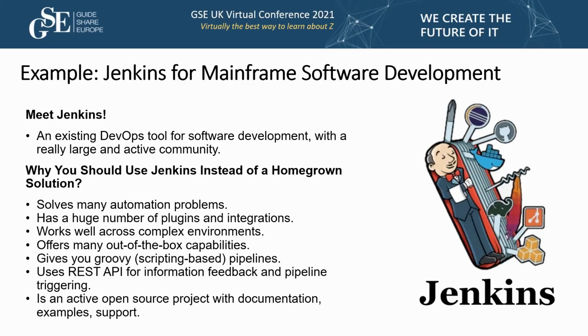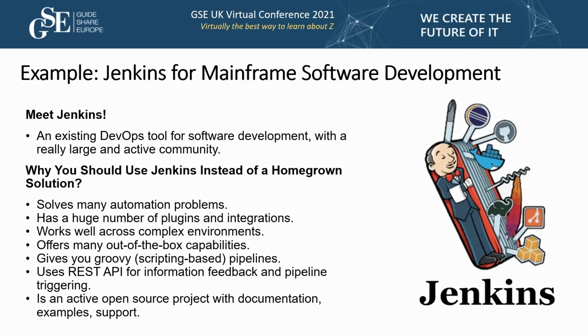Jenkins is an existing general purpose DevOps tool. In simple terms, it is an open source automation server that makes it easy to automate many tasks related to developing, testing, and deploying software. Jenkins brings a lot of benefits to mainframe software development, especially compared to creating a homegrown solution. So why should you use Jenkins instead of a homegrown solution?